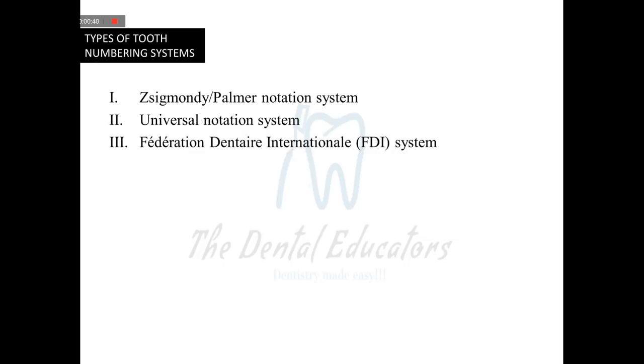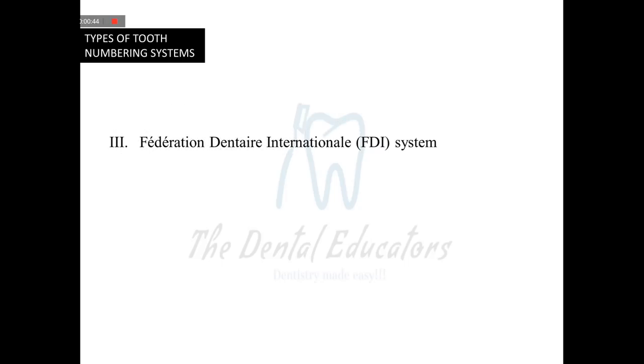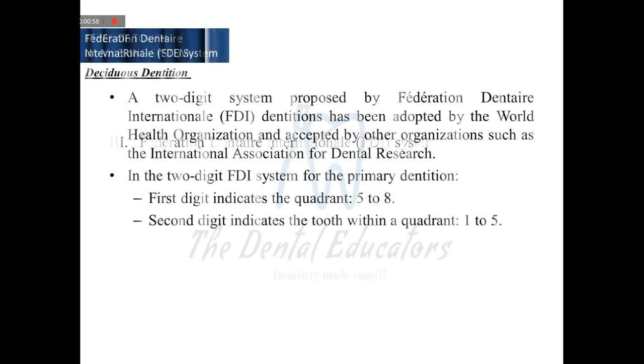So there were three basic tooth numbering systems which are of key importance. We already discussed the first two. Now we will be focusing on the Fédération Dentaire Internationale, and we will see how we number the teeth using this type of numbering system. This is the most commonly used system nowadays in various countries.